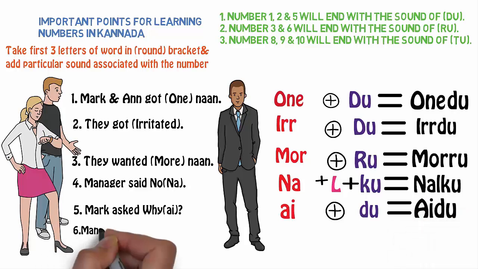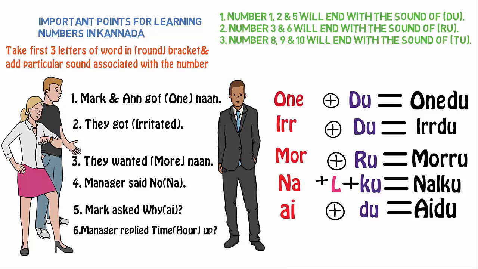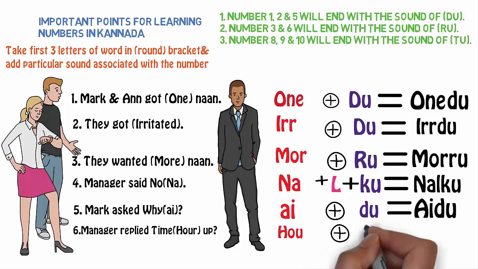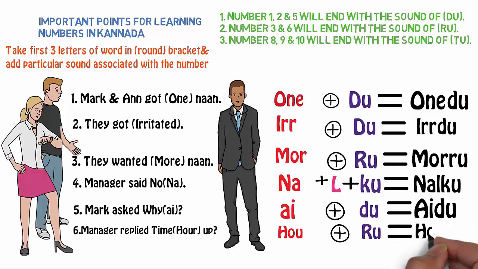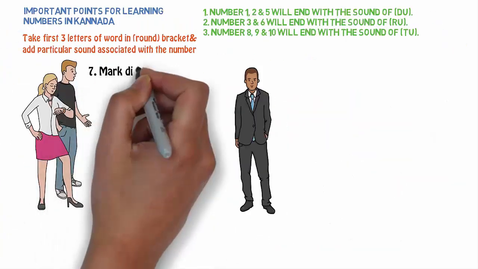Now if you see your next line of conversation, again when Mark asked why, the manager said kids time up, R up. So the keyword we have over here is R, H-O-U-R. We'll take the first 3 letters which will be H-O-U and we'll add the kind of sound which is associated with it, which is R-U, and if we add H-O-U and R-U it will be Aru, which is number 6 in Kannada language.